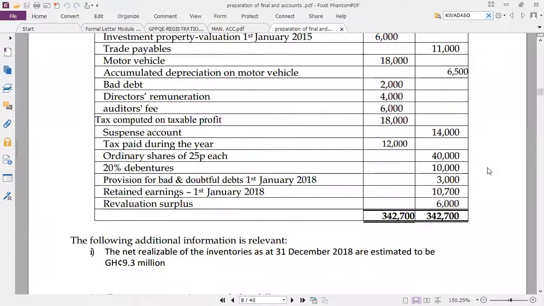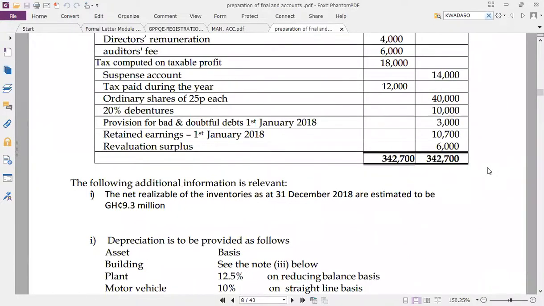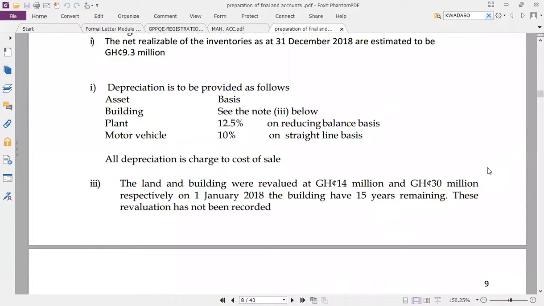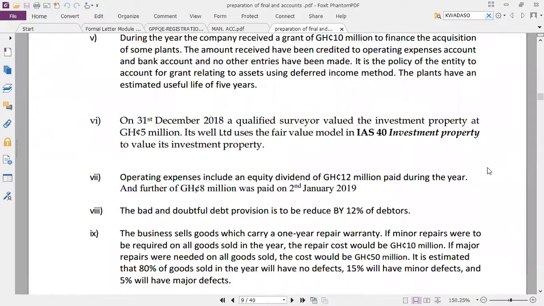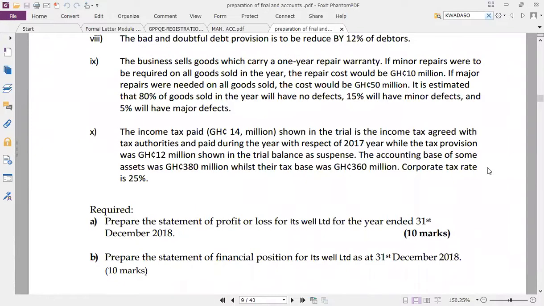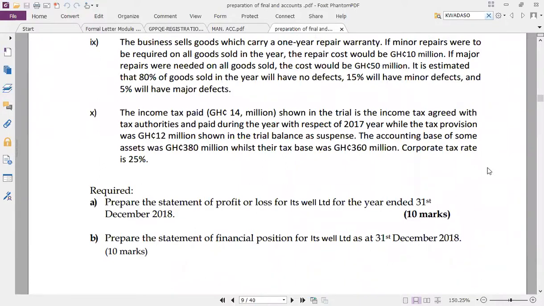So let's go down. So required, A, prepare statement of profit or loss for It's Well Limited for the year ended 31st December 2018. And then B, prepare statement of financial position for It's Well Limited after 31st December 2018.